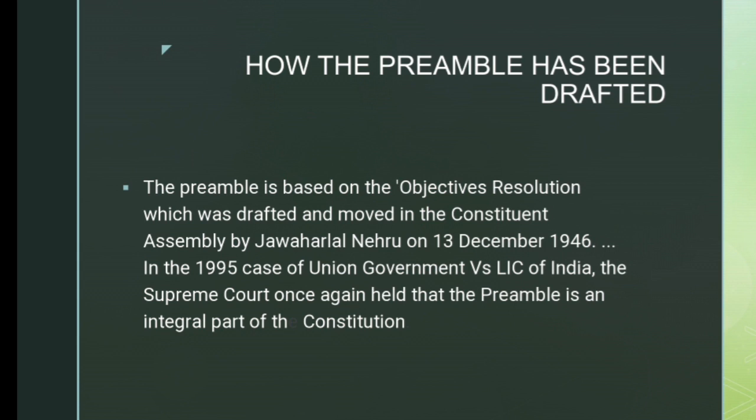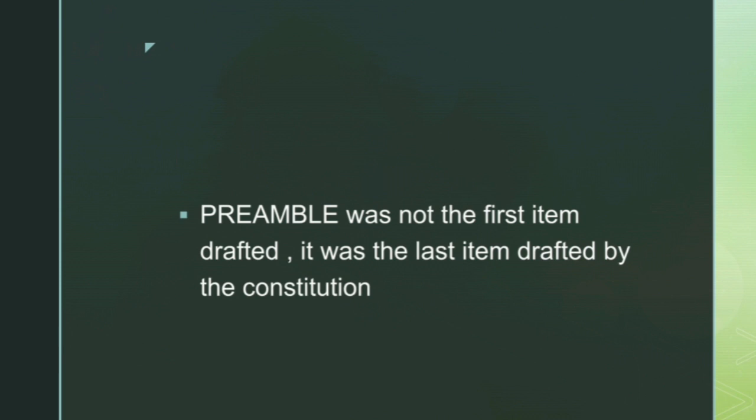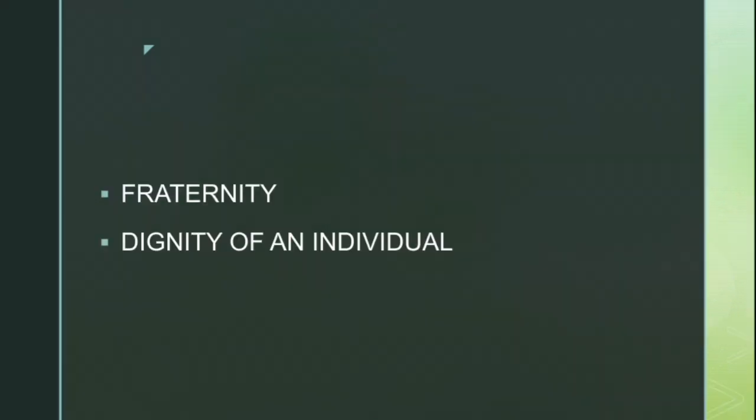Please remember, the preamble was not the first item drafted by the Constitution. It was the last item drafted by the Constituent Assembly. Please remember that. So people may believe the preamble was the first article or first provision of the Constitution which has been drafted by the Constituent Assembly. No, it was moved in the Constituent Assembly, but later on Ambedkar wrote a letter to the Constituent Assembly chairman to defer this, and he added certain things. The credit goes to Ambedkar for adding two important terms which were not there in the objective resolution clause.